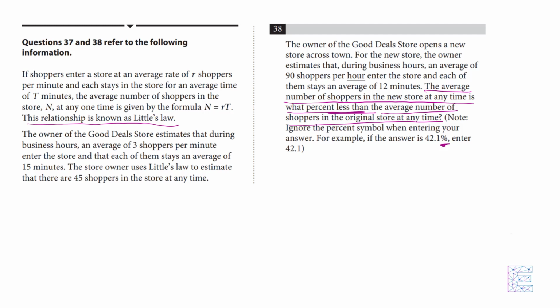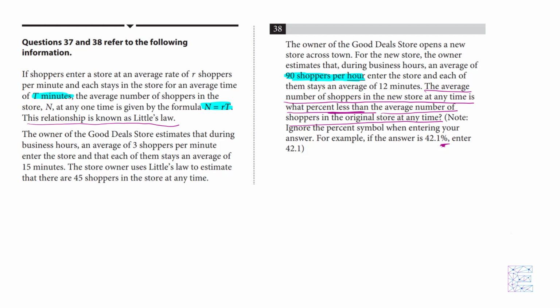So this question is really centered on the number of shoppers at the store at any time, and we're given a formula that helps us calculate it. For the new store, we are given that there are 90 shoppers per hour, and that's a little bit of a problem because this formula works in minutes. We're told that T is in minutes, so those are two different units. So we have to first recalibrate to make sure that we're working in minutes. So let's actually start there.